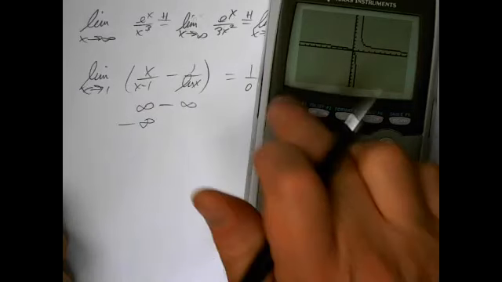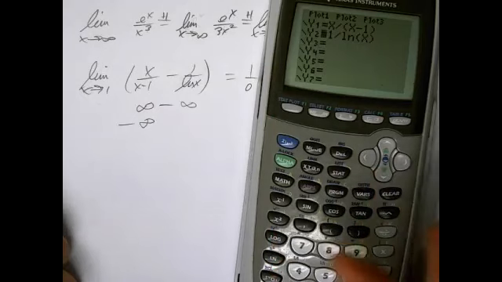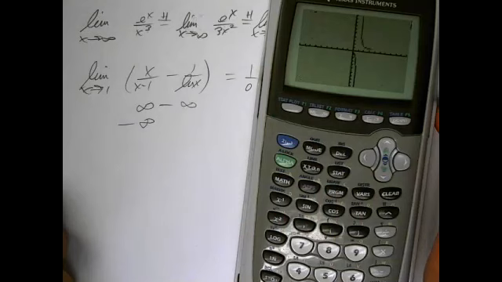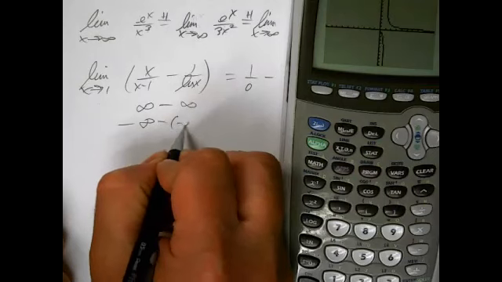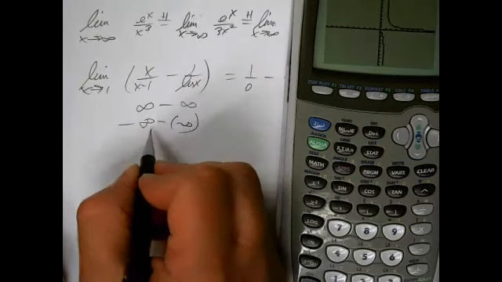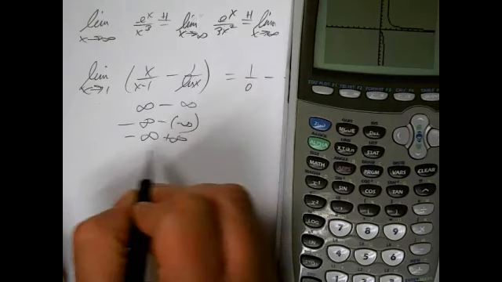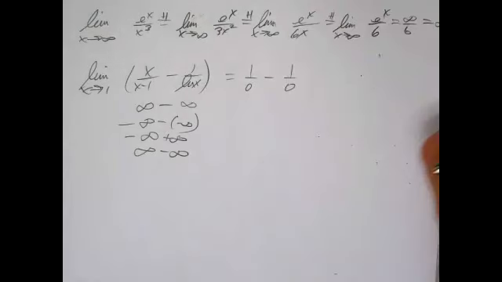And with this other graph, as you head towards 1 from the left, it's heading down to negative infinity. So this one becomes minus a negative infinity. Two negatives make a positive, and flip it around. So basically what that means is that no matter which direction you're coming from, you have an infinity minus infinity scenario. That makes it an indeterminate form for L'Hopital.